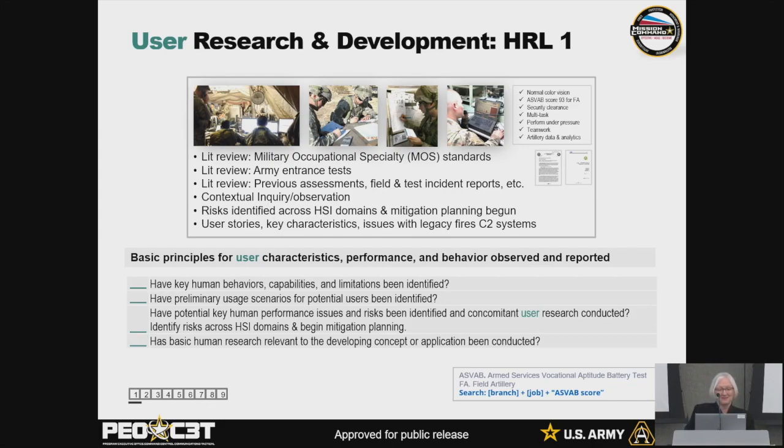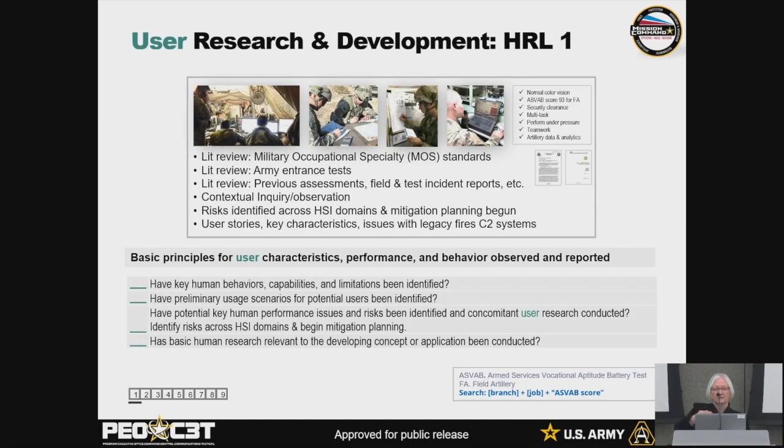Then we identified the risks across the different domains, and we began some mitigation planning. These are the things we're going to have to look out for in the future. We didn't come up with any answers at this point. It's still very early. We wanted to really document some of the user stories, how they do their work. What's that story? How do they do a fire mission? And what are their key characteristics and what are their issues with that currently fielded legacy system?